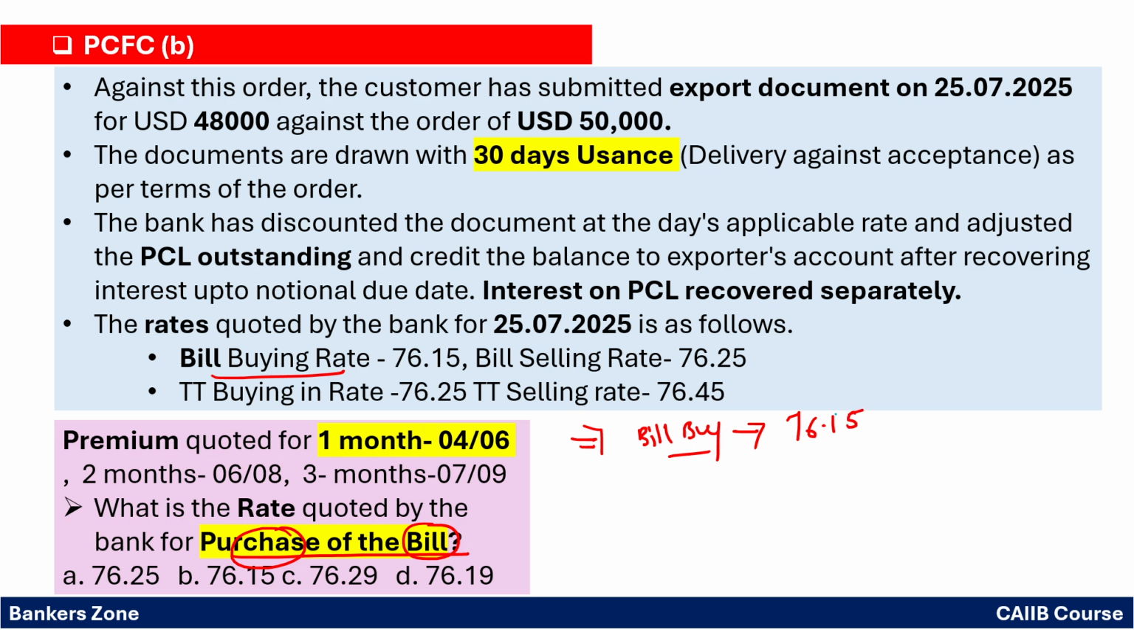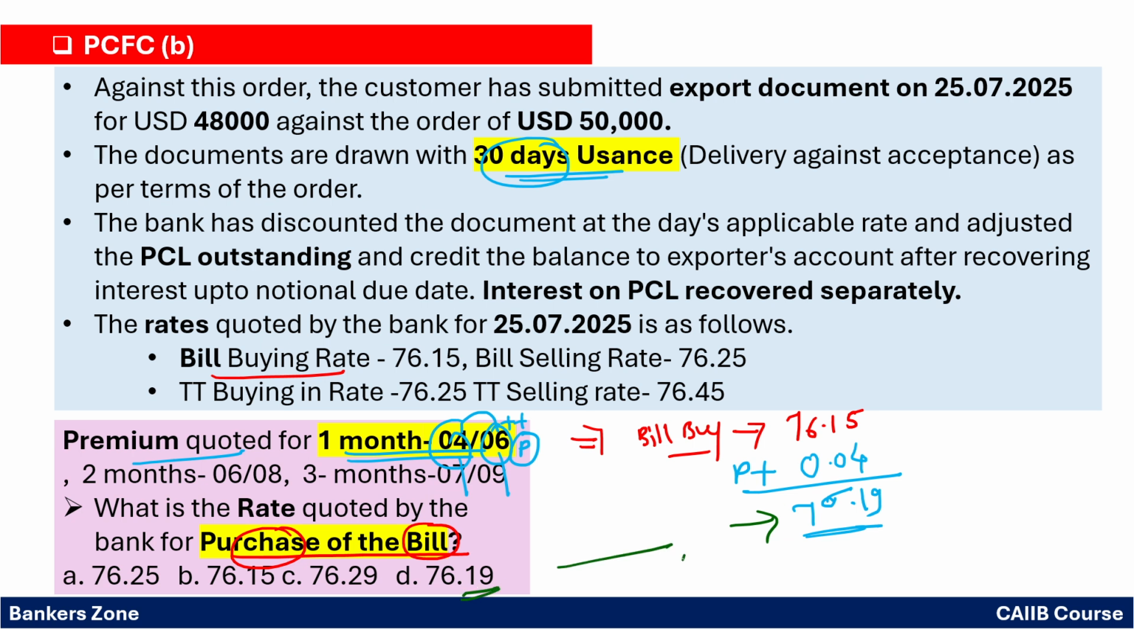Now after that, you check here. The premium they have given for 1 month is 04, 06. However, they are also saying that 30 days usance is there, and 30 days means simply around 1 month. The premium they have given, 04 to 06, is in increasing order, which means the currency is at a premium, right? So when the currency is at a premium, we have to add the premium. The first 04 is for buying and 06 is for selling. So simply we will add 04 for a buying case, then you will get the final rate, simply 76.19. This is your answer.